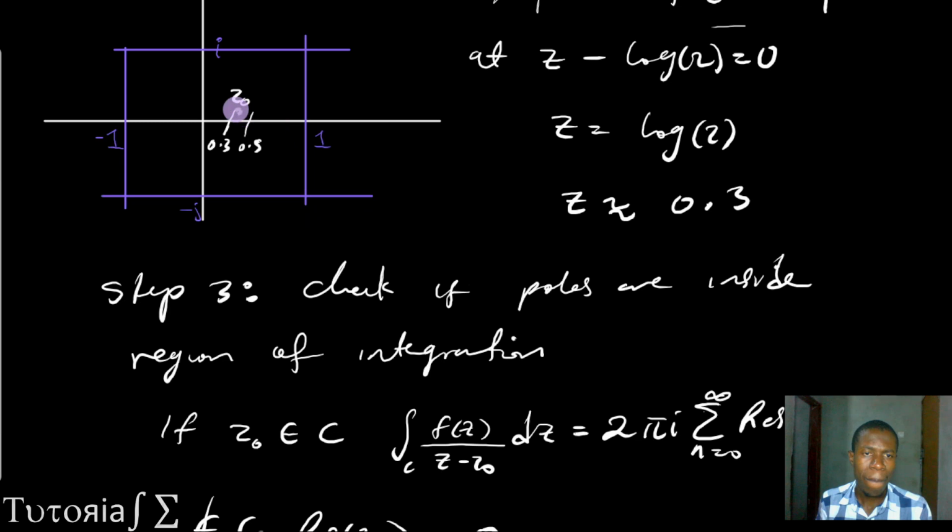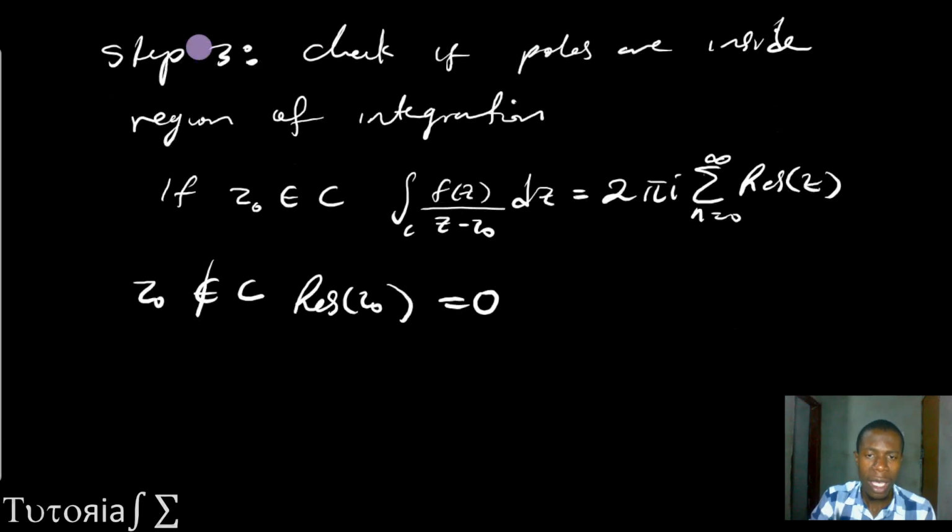Now if z naught was outside, then we would conclude that the residue is 0. And if it was on the line, we still consider it to be inside the region of integration. Okay, so having that done, we can find the residue.